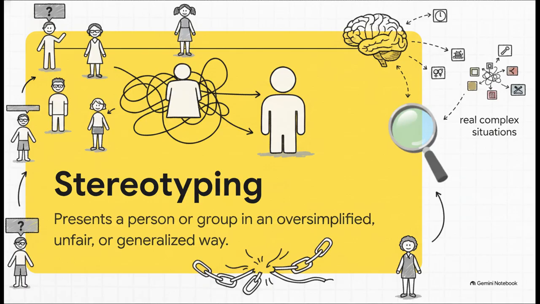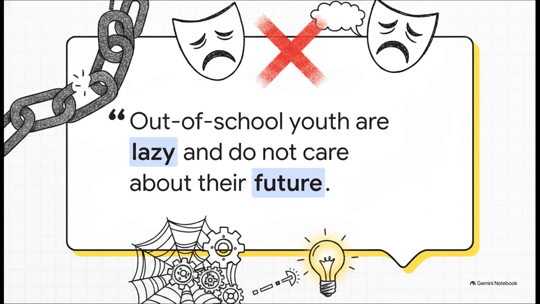But why does this work so well? Well, it's because the human brain just loves shortcuts. We will gladly accept a simple, prepackaged label instead of doing the hard work of understanding real, highly complex human situations. For example, consider this quote: "Out-of-school youth are lazy and do not care about their future." This one is just rough. It isn't just factually incorrect, it is deeply harmful.